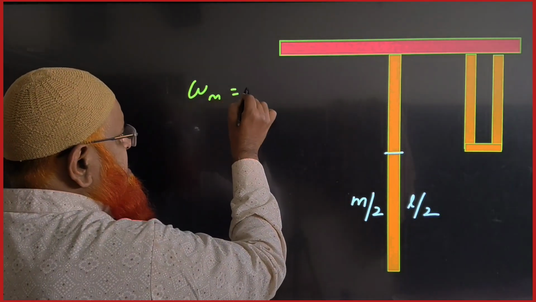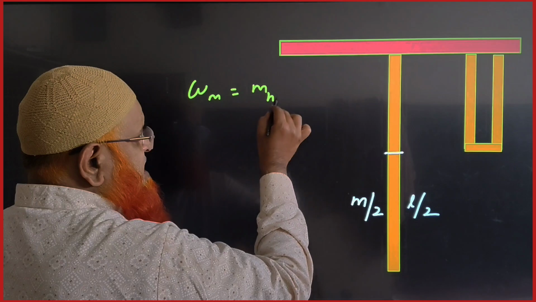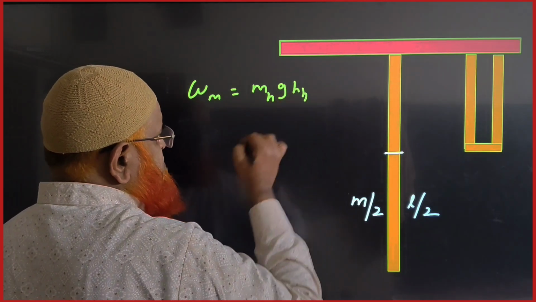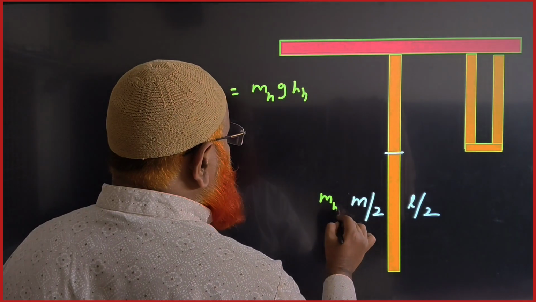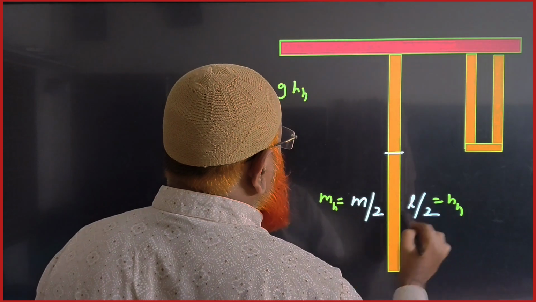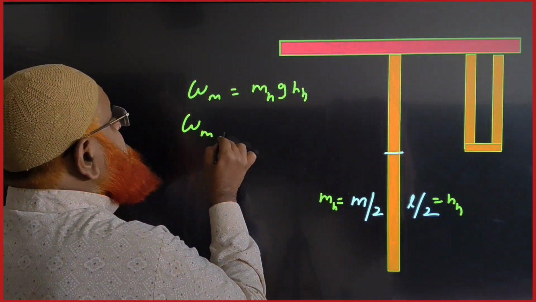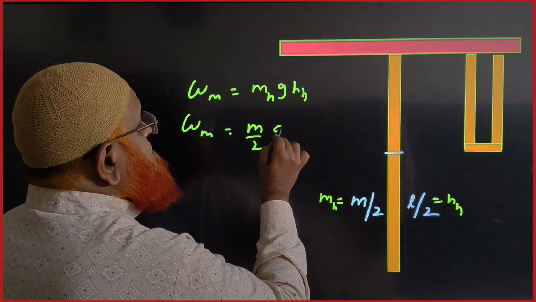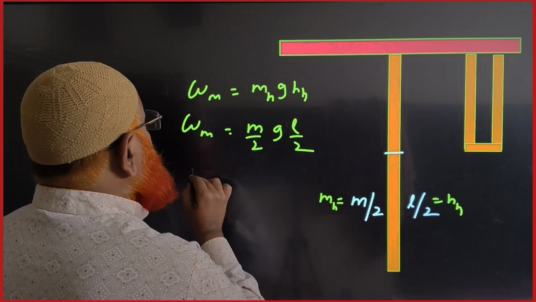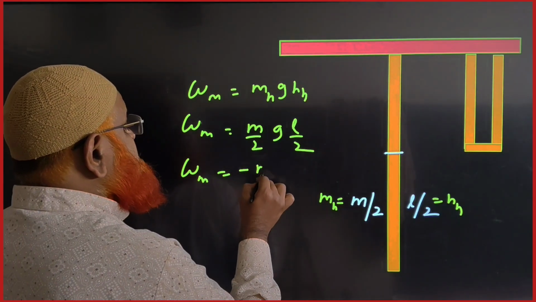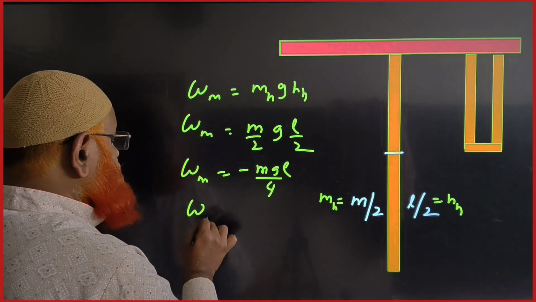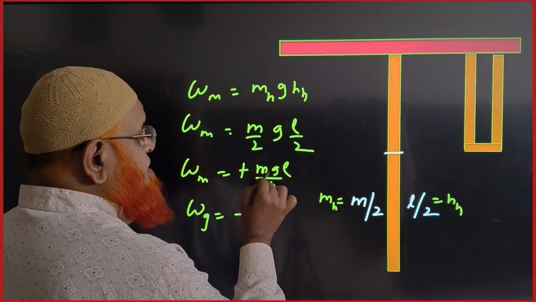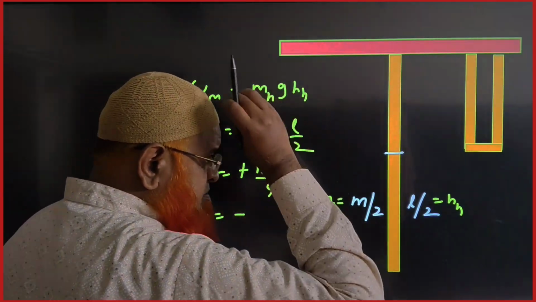Work done by the man is the mass of the hanging chain times g times the height of the hanging chain. Okay, the mass of the hanging chain is m by 2 and the height of the hanging chain is L by 2. So therefore, work done by the man is how much? M by 2 g, and the height of the hanging chain is L by 2. Therefore, work done by the man is minus mgl by 4. Whereas for work done by gravity, plus, the man is moving upwards, so work done by the man is always positive.